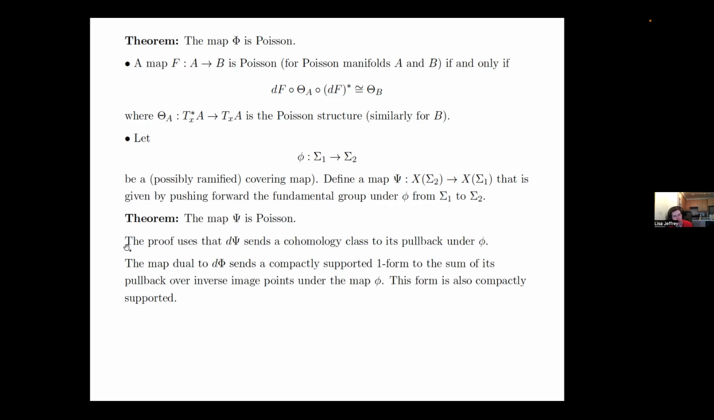The proof uses the fact that d psi sends a cohomology class to its pullback under the map little phi. And the map dual to d phi sends a compactly supported one form to the sum of its pullbacks over the inverse image points under the map little phi. This form is also compactly supported.